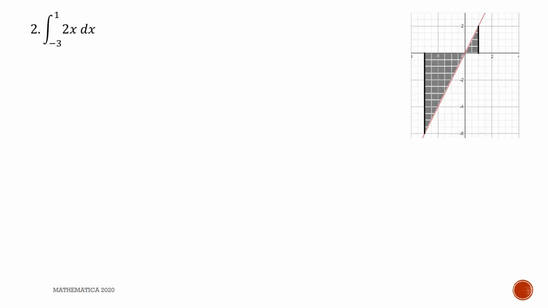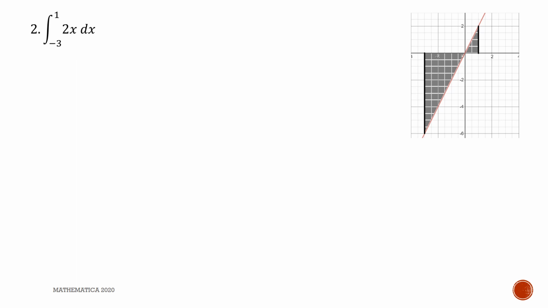Okay, so we're going to take a look at this example. It's finding the definite integral, or finding the value of 2x dx from -3 to 1. Now, I drew the graph for you, and as you can see, the negative part is larger than the positive part, or let's use mathematical terms, the non-negative is smaller than the negative. So therefore, I should end up with a negative value.